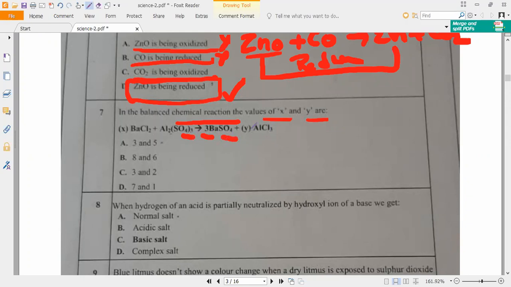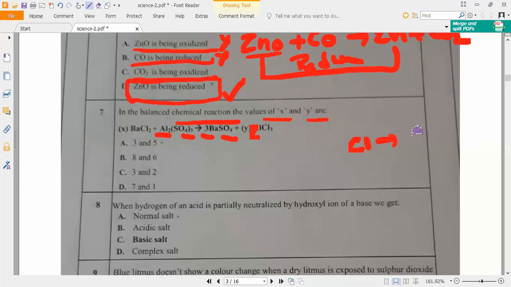Now they are asking what? So now you can see aluminum. How many aluminum are there, guys? 2 aluminum, sir. Now here how many aluminum are there? Only one aluminum. So I can keep 2 here. Is it yes or no? Yes, sir. Now here if I keep 2, correct, sir.